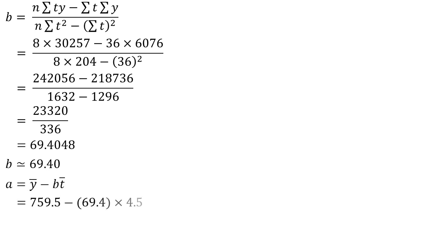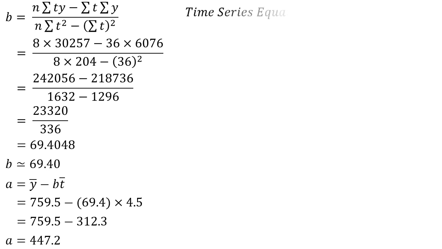Now we will put this value into our A, that is y bar minus B T bar. Y bar 759.5 minus 69.4 into 4.5. We will multiply first, and after multiplication we will subtract them to get A as 447.2. Now take the A and B values and put them into our time series equation, that is A plus BT, that would be 447.2 plus 69.4 T.